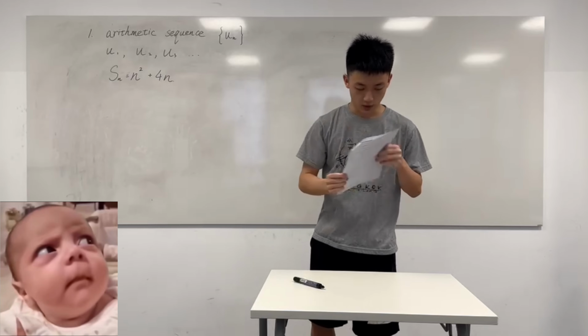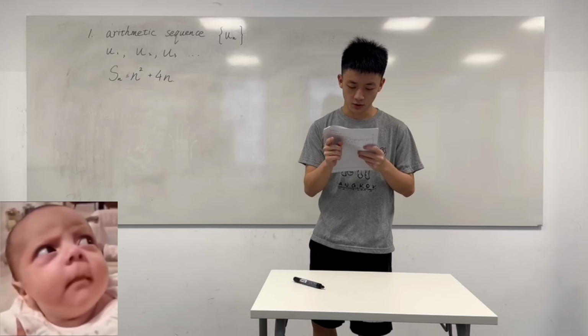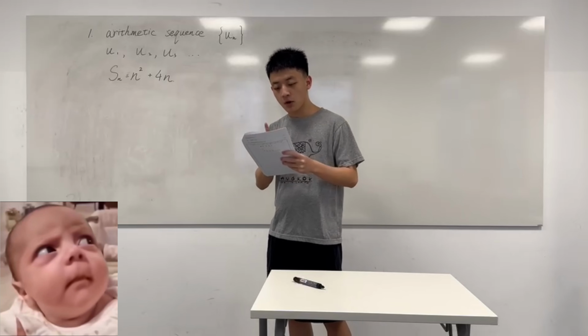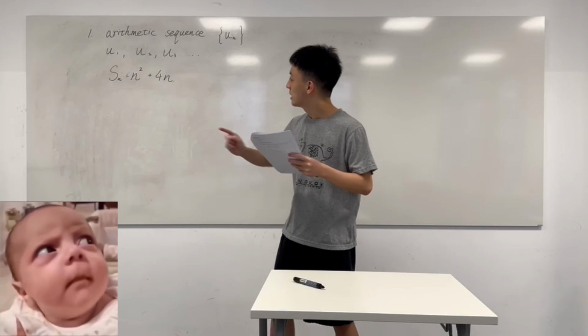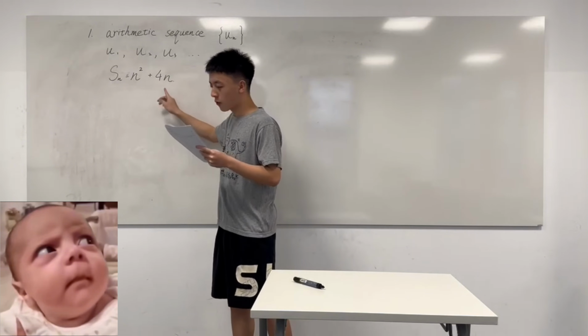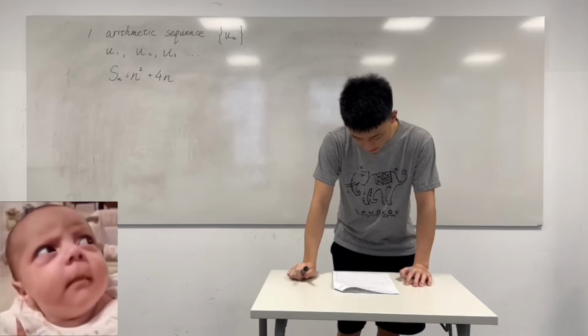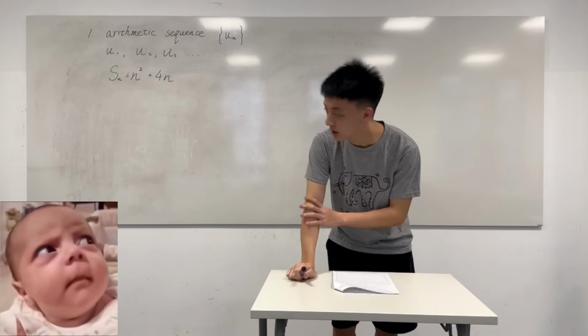Let's read the first question. Consider the arithmetic sequence U1, U2, U3. The sum of the first n terms of this sequence is given by Sn equals n squared plus 4n. Then the first question asks us to find the sum of the first 5 terms.